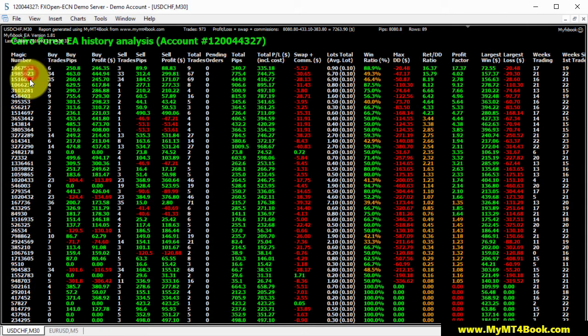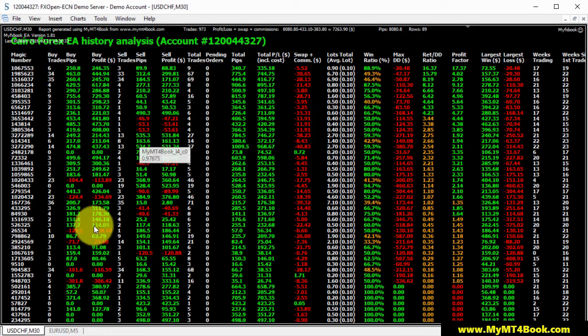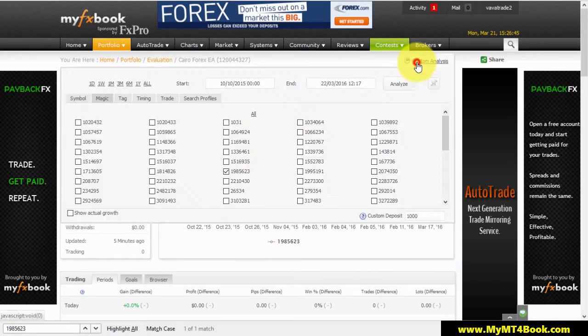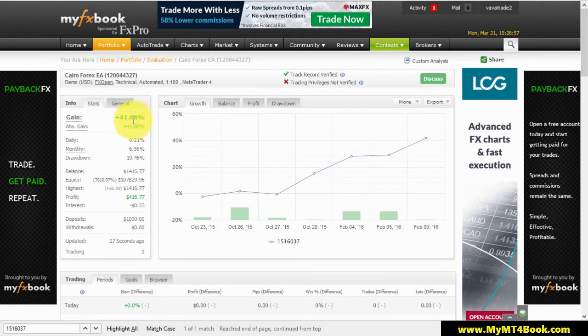I switch back to my MetaTrader. I double click on the label, choose properties, and I copy this text, which is the magic number of the third trading strategy. I go back to custom analysis once again, and I search for that magic number, which is right over there. And let's see how this one looks. Okay, so it produced 41%. It doesn't look as good as the previous strategy, but it's still quite a good looking result, having in mind that it's trading only since October last year. So I would say that those are quite good results.